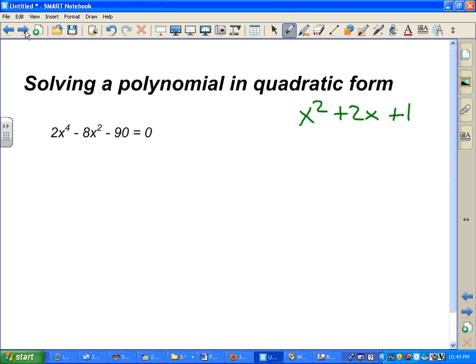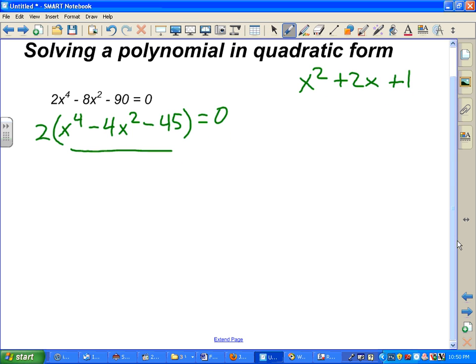First thing we do is the first thing we did on every other one. Is there anything I can factor out of that to make it easy? Obviously a 2. I can't factor an x out because there's nothing over there with the x. But I can factor out a 2. So that leaves me with x to the 4th minus 4x squared minus 45 equals 0. Okay? Now I'm looking to see if this piece in here factors.